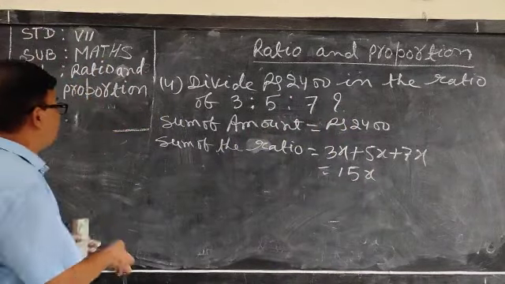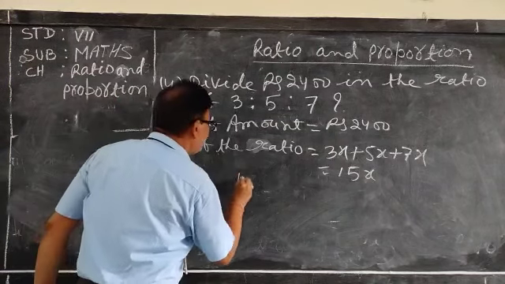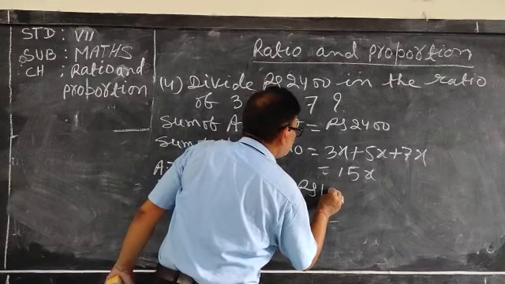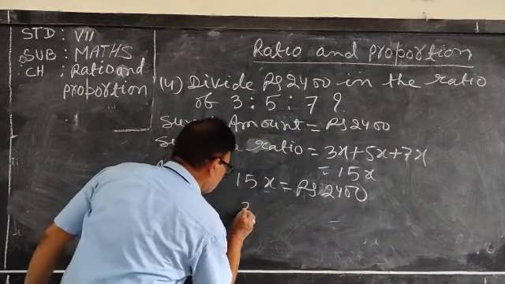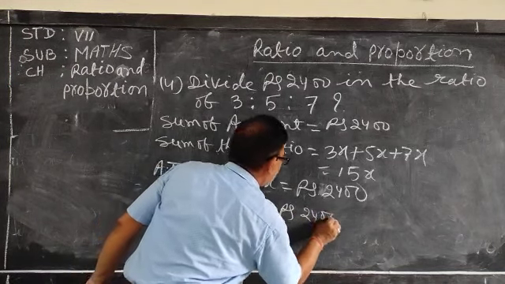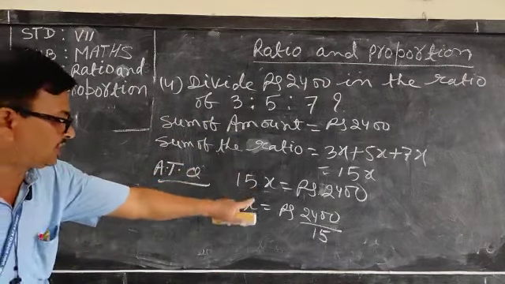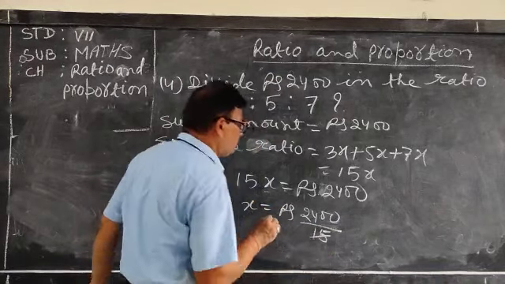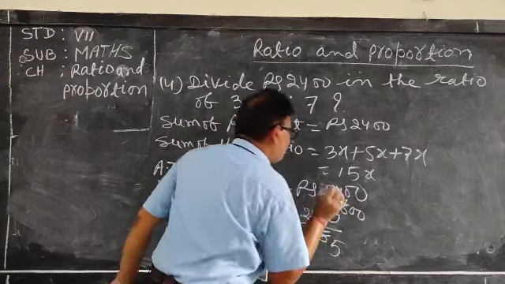Okay. Now according to the question, 15x is equal to rupees 2400. What is the value of x? So you will do division, rupees 2400 by 15. See this one, it is divisible by 3, both the first term and the second term. Dividing by 3, it becomes 5 and 800. What is coming? 800.